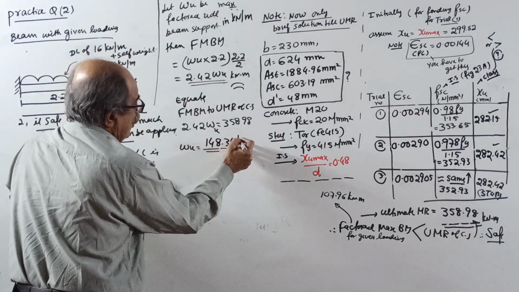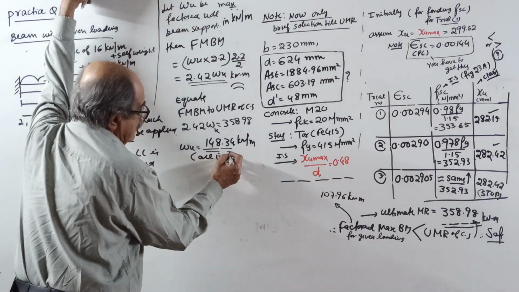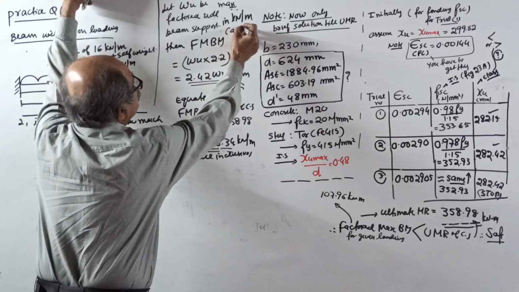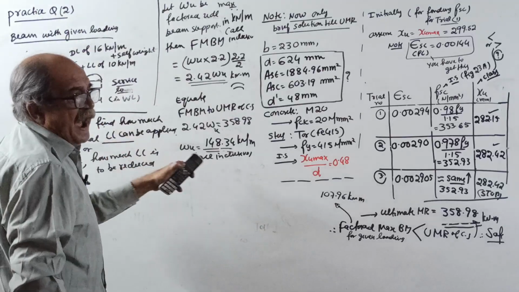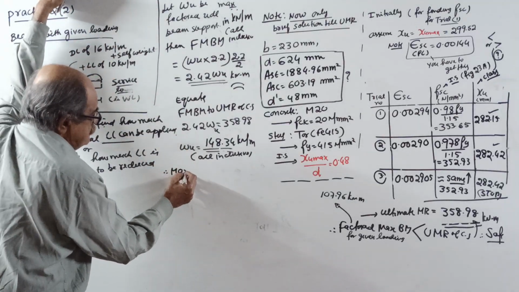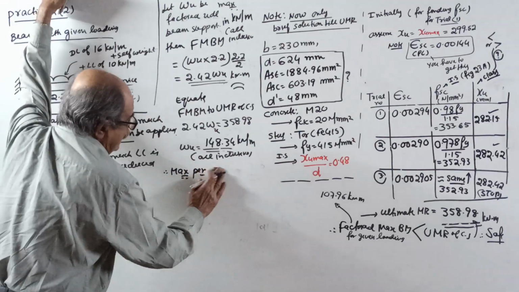148.34 kilonewton per meter. This is all inclusive. All inclusive factored. You can write here. All inclusive. Now, this is the factored load. Therefore, what? Maximum permissible service load.